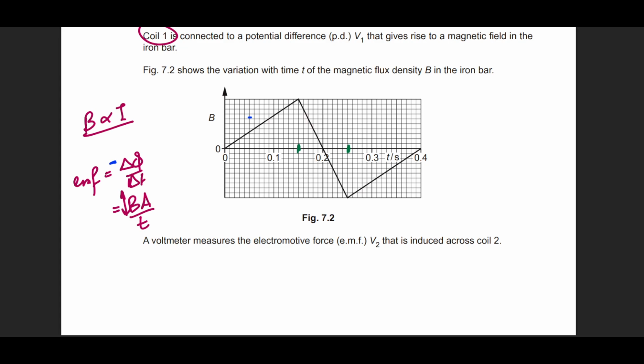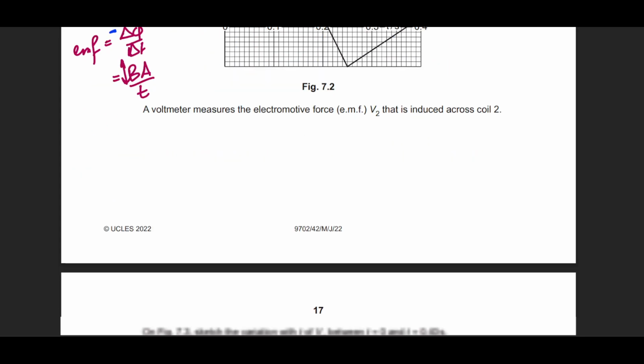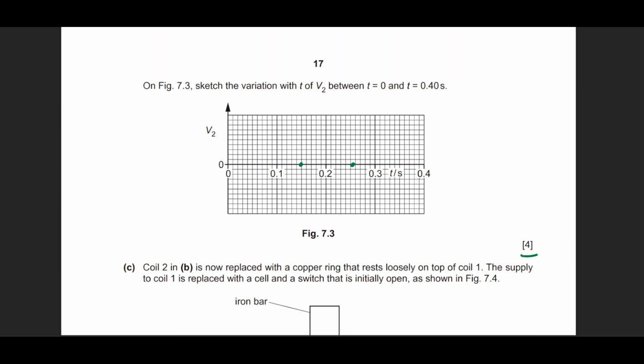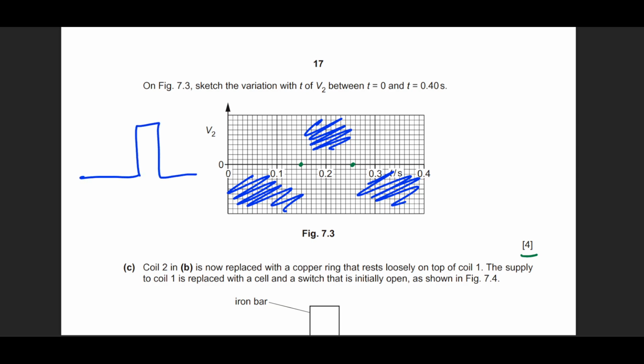So if the gradient is positive, then the EMF will be negative. Similarly, if the gradient is negative, the EMF will be positive. And if the gradient is positive, the EMF will be negative. So based on this idea, I can see that over here I will cover the negative region, over here I will cover the positive region, and over here I will cover the negative region. So the pulse is going to go something like this: negative, then positive, then negative again, according to Lenz's law. This is my prediction before starting the question.